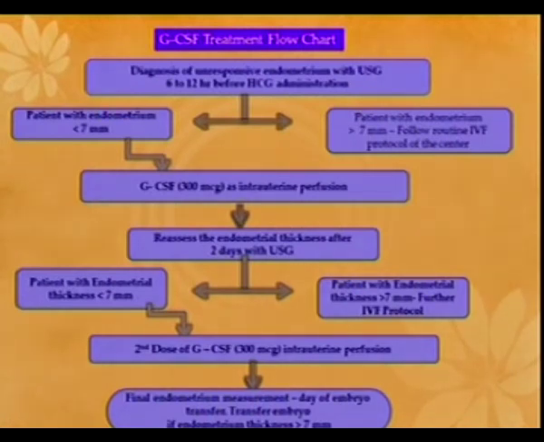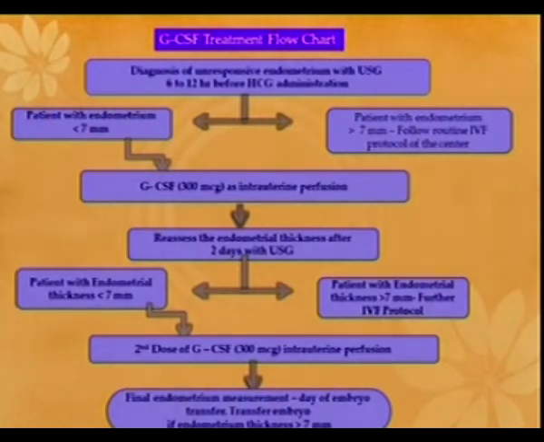Reassess the endometrial thickness 2 days later, that is the day of your pickup. If the endometrium is more than 7, you proceed with the further protocol, and if it is less than 7, then you might reconsider a second dose of G-CSF. The final endometrial measurement on the day of embryo transfer should be more than 7. And this has been very highly documented.